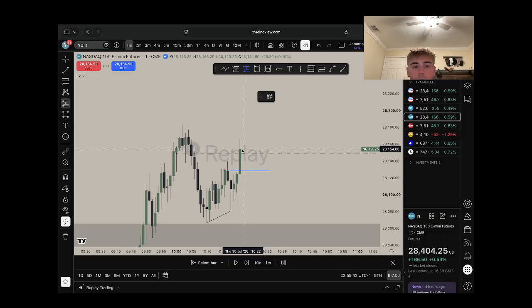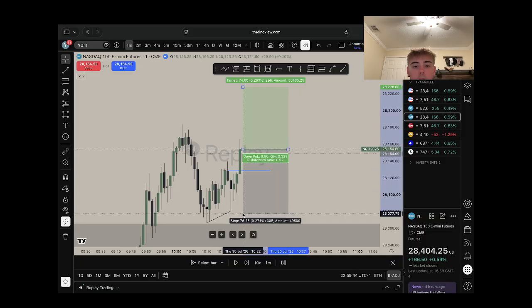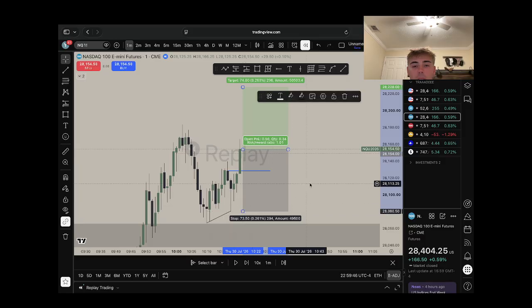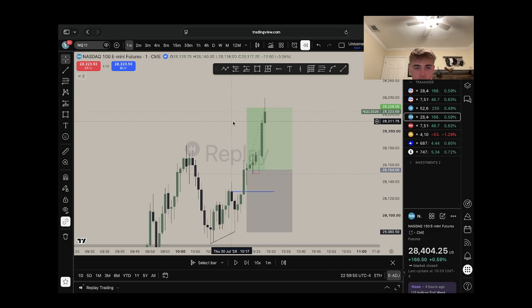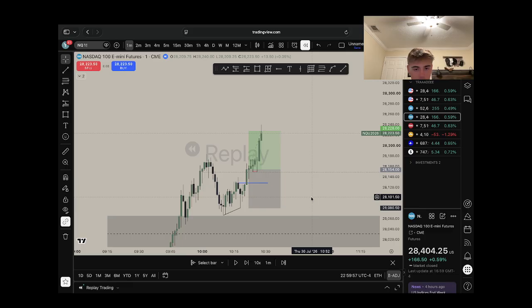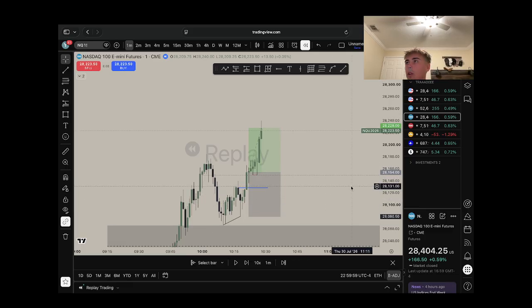This is where I go long right here. Stop loss is always going to be at the protected low, and then I target a 1-to-1 risk reward. And we ended up hitting TP within about 7 minutes, I believe. So that's how you put all the pieces together in the first example.